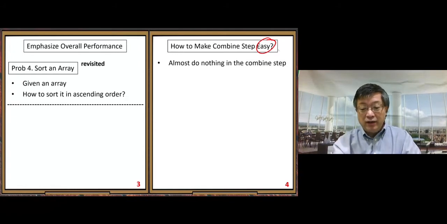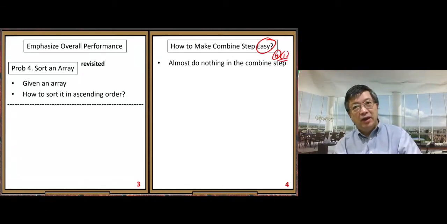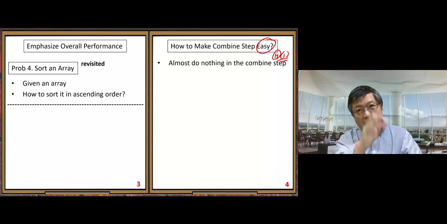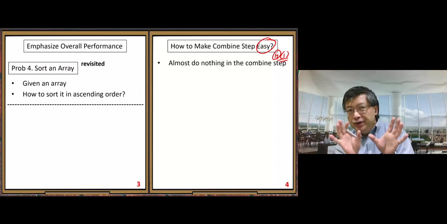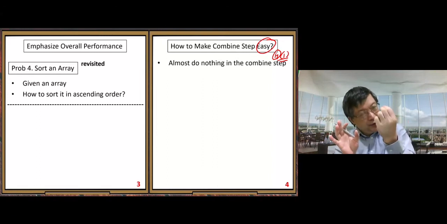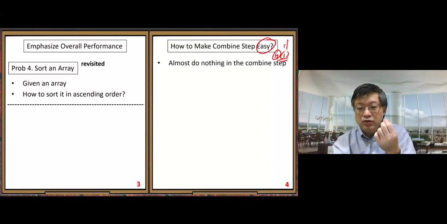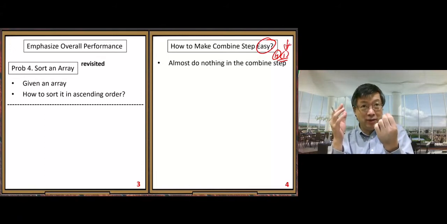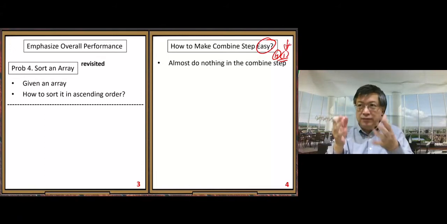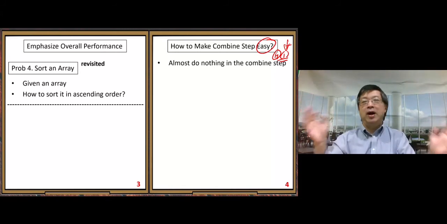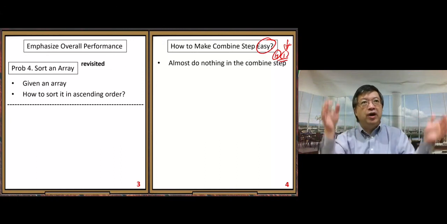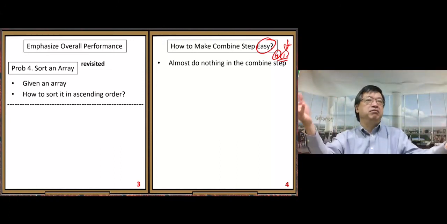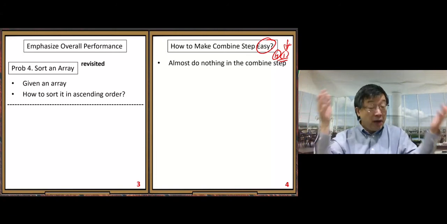Big theta of 1, right? Specifically, big theta of 1. So we translate it in this way: almost do nothing in the combined step. You do something, you do the minimum. This one is what you need to do. After that, done. Combine two sorted arrays to form a new, bigger sorted array. Done. How can that be possible?